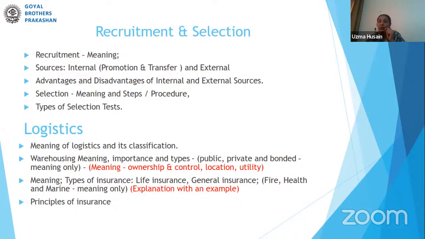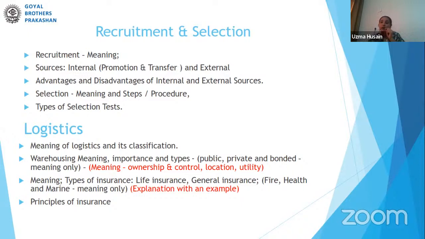the utility of the warehouse. When we talk about the utility of the warehouse, it is important that we mention why public warehouses are used or for what purpose they are used. That is important. In the same way for private warehouses, it is important to mention the utility. This will fetch a child a good 3 marks or 1.5 marks, depending upon the weightage of the answer.